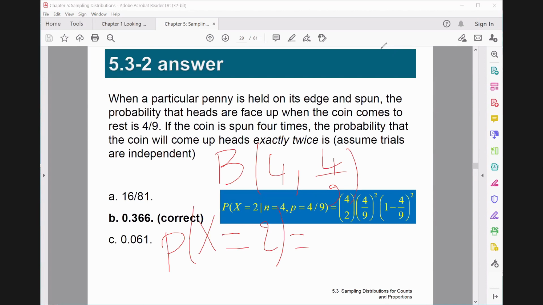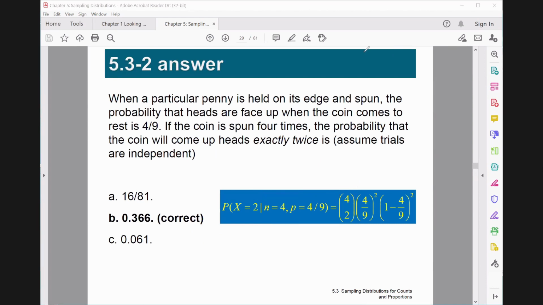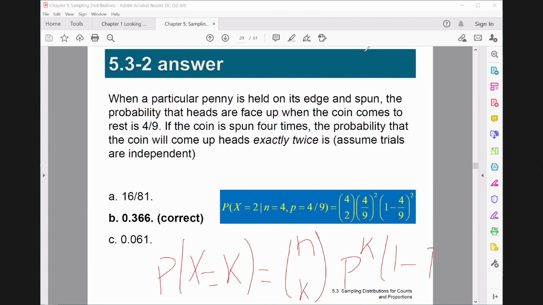If you want, I can write the general formula: the probability that x equals k is equal to n combination k times p to the power k times 1 minus p to the power n minus k. This is the general formula. Obviously here we apply it once, where n equals 4 and p equals 4/9.